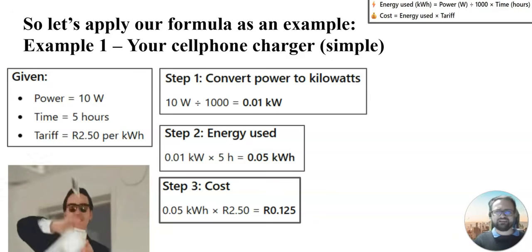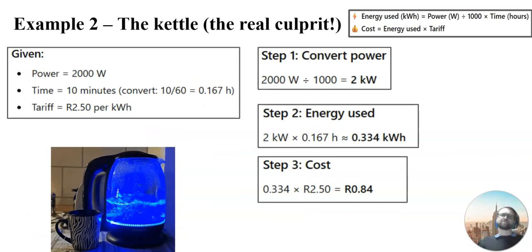So we'll have to have a look at another type of example. Example 2, the kettle, aka the real culprit. Again, I'm giving you our formula on the right hand side, and what we are working with. Our power is 2000 watts. The time is 10 minutes, only 10 minutes, and we are going to convert it, 10 divided by 60, to see how many minutes in an hour, which is 0.167 hours. Then again, our tariff we're going to keep the same at R2.50 per kilowatt hour.